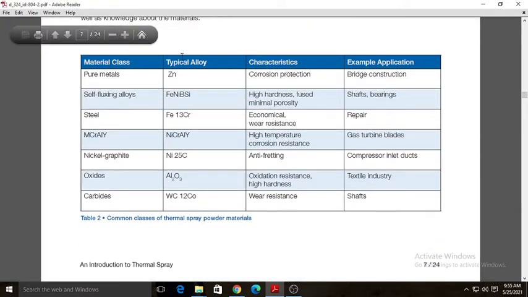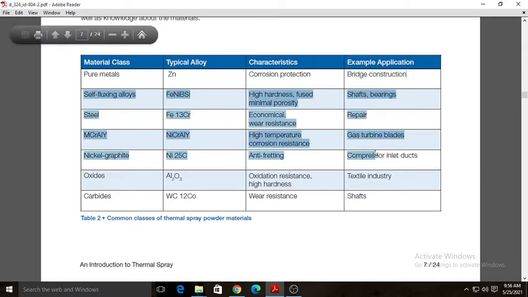There are some particular material alloys or material classes and the characteristics they have. Whenever we require corrosion protection, we can use zinc. When we need high hardness and minimum porosity, at that time we are going to use this typical alloy. Okay, so these are the material classes, the pure metals, then self-fluxing alloys, and the type of alloy. Here you can see there is a particular application where we make a thermal spray coating of zinc, in bridge construction, on the pure metal.